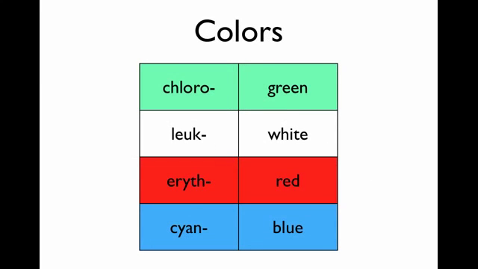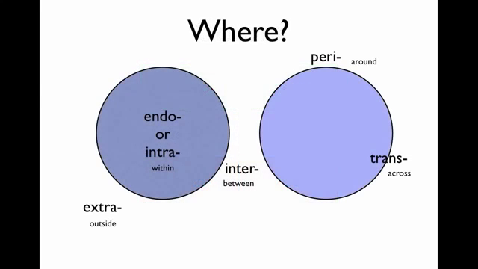Colors, we have a lot of prefixes relating to color. Chlorophyll, for example, like in plants, is green. Leuc is white. You see that in leukocytes. Red, erythrocytes, red blood cells. And cyan, which is the color blue, like cyanobacteria you may have seen in general biology. Those are the blue-green algae.